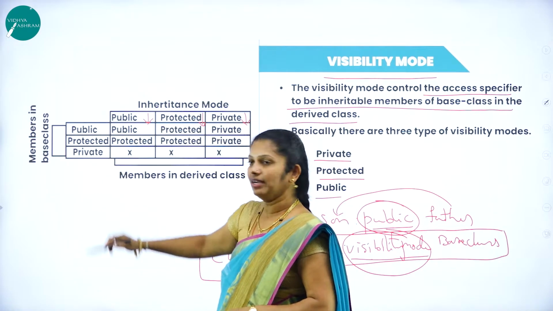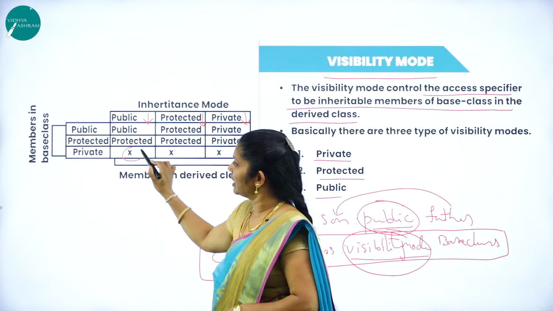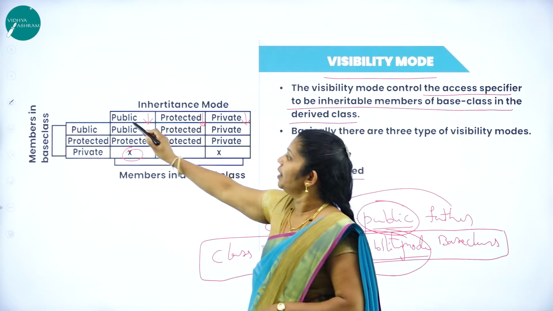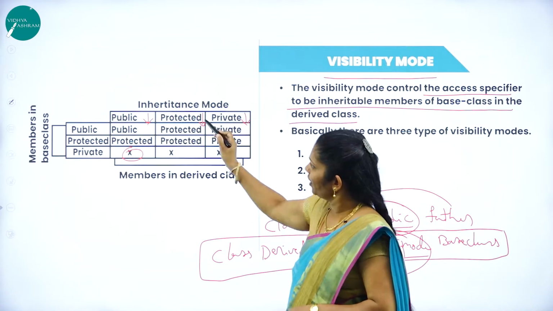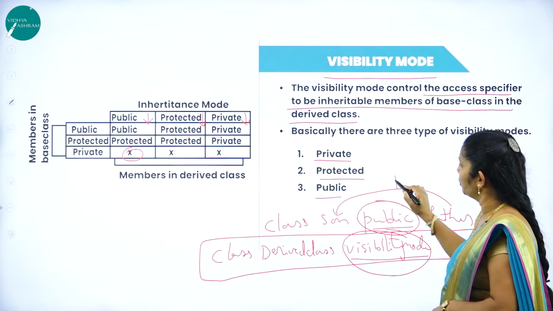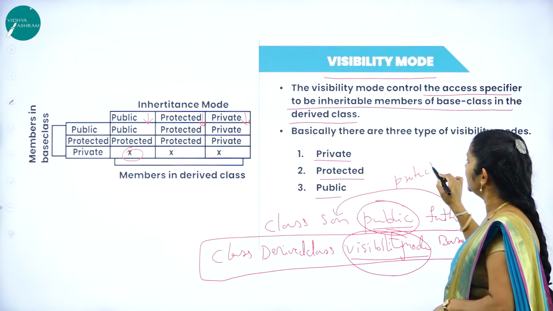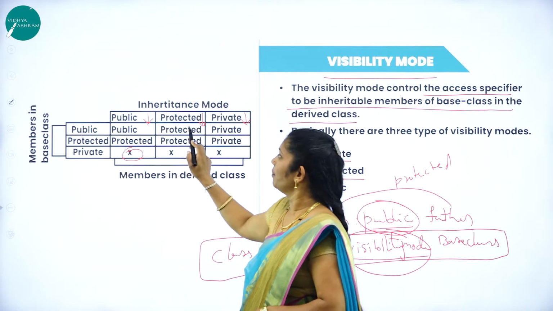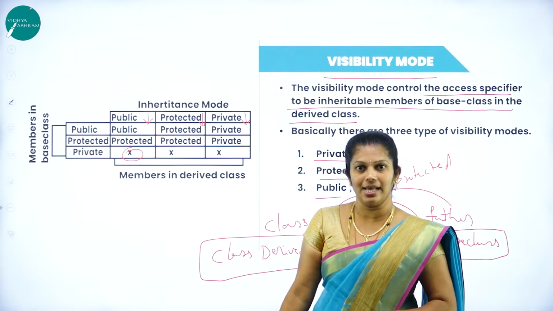Then if it is private in the base class, then in the derived class, it cannot be inherited. That is regarding public visibility mode. If I am going to write protected as the visibility mode, then what happens? Then the public members of the base class become protected in the derived class.